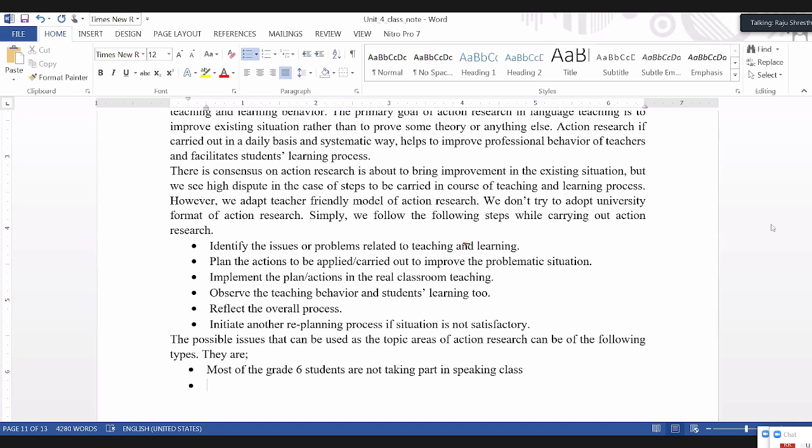Then, major students repeat the same writing errors. The students repeat the same writing errors. This is another issue.